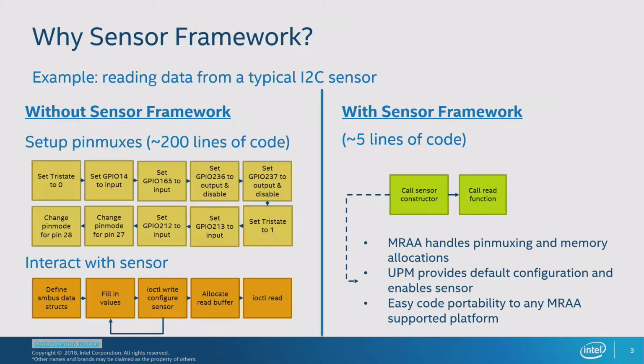It actually worked so well that if you combine the MRAA and UPM projects, you get so much hardware abstraction that you can get to your sensor data with just a few function calls. And that's really, really important. You have a constructor for your sensor, you initialize it, you configure it once, and that's it. From there, you make a function call, and you get your sensor data.